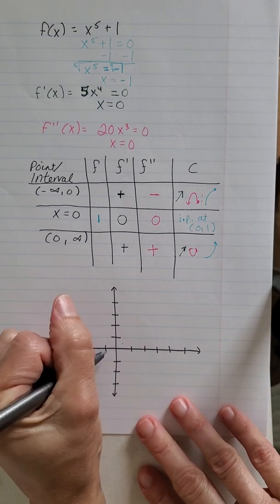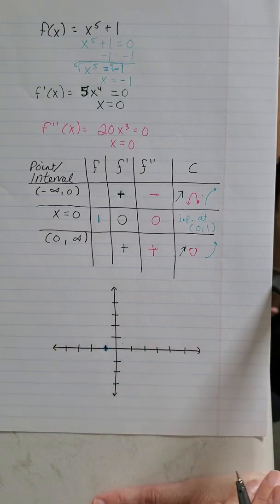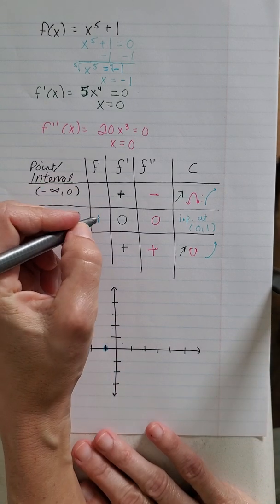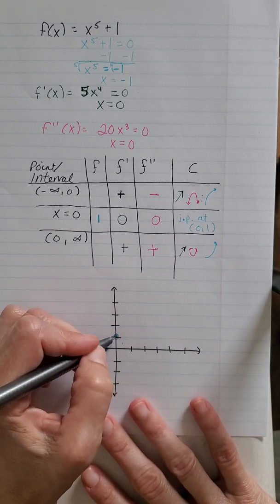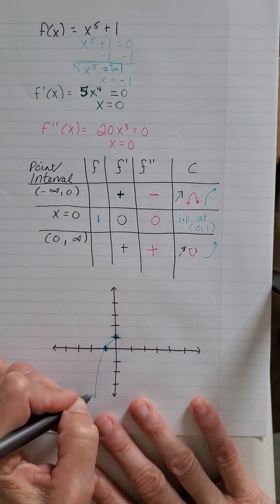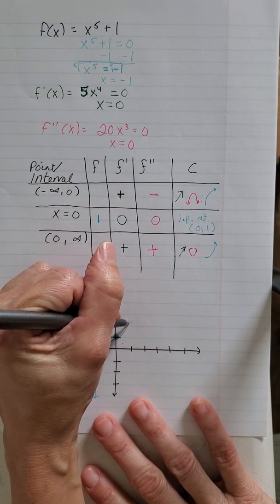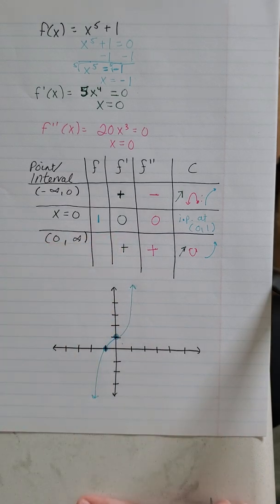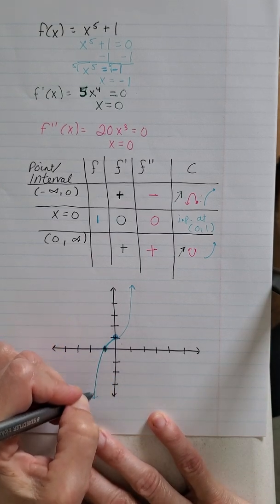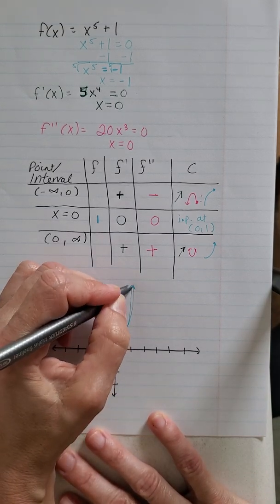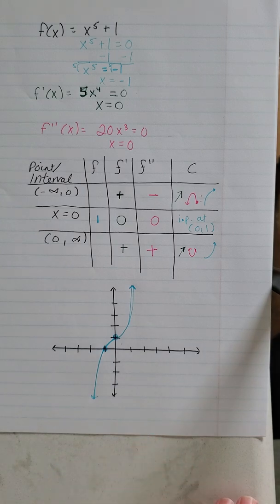I've got -1, 0, that's my x-intercept. I've got 0, 1, which is up here, that's my point of inflection. And I notice that I'm concave down to the left of it and concave up to the right of it. And so that's my function. It's a 5th degree polynomial. It's concave down here and concave up here. I'm going to do another example, and that will be in a separate video.